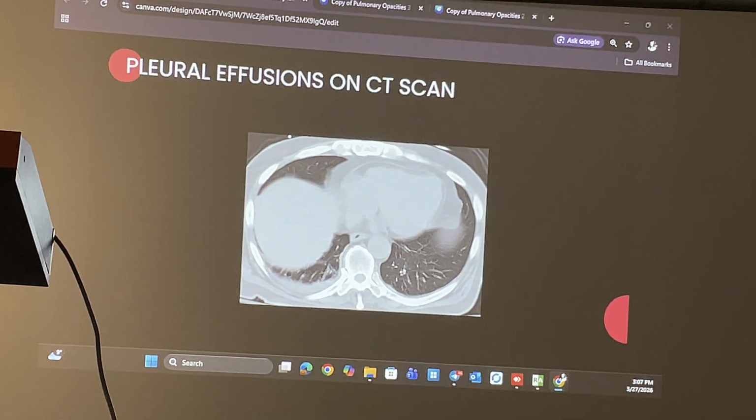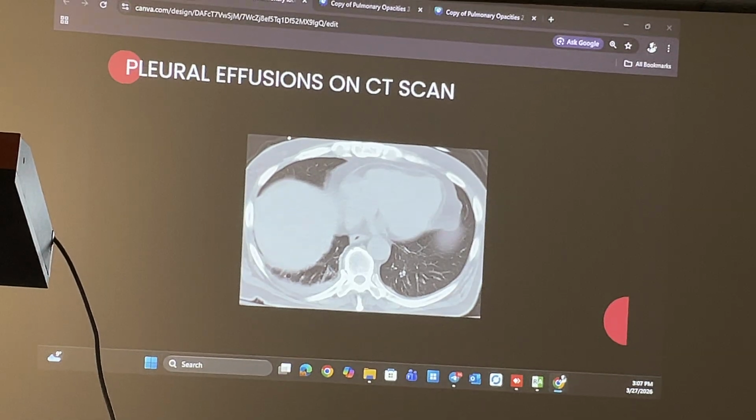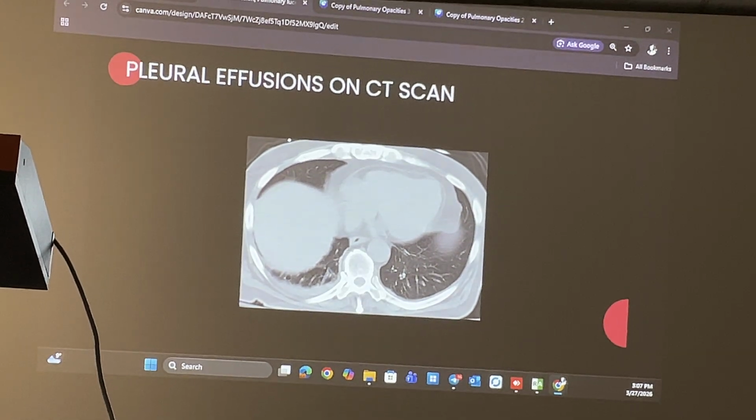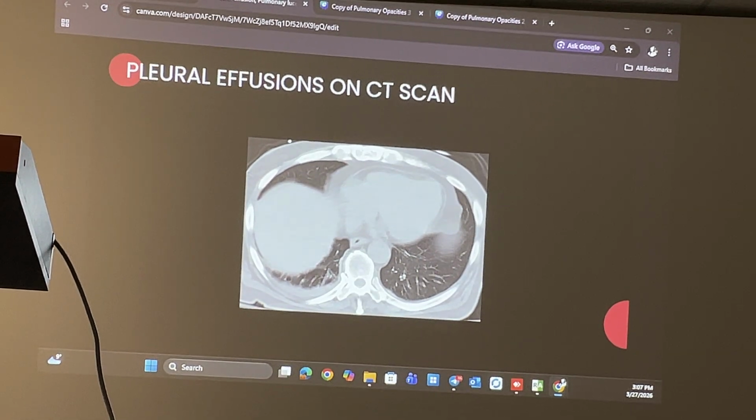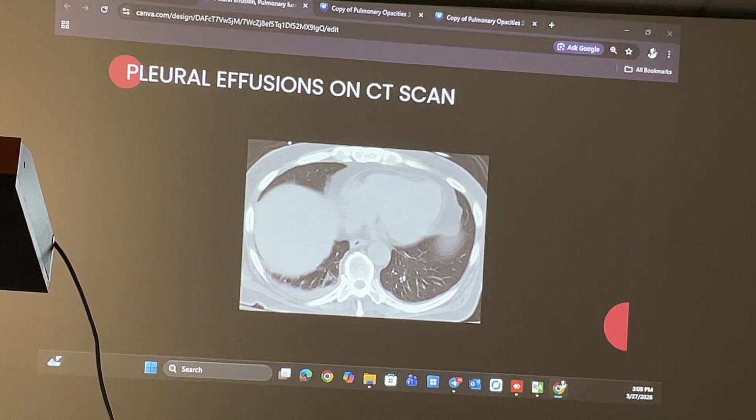Okay, imagine I'm lying here and you cut me through this and look at me. This side would be my left side, right side. You look at the patient from the feet.